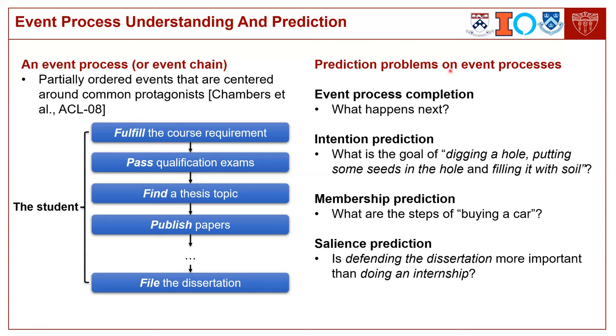And there are different types of fundamental prediction problems. We may expect the machine to perform event process completion, which concerns the prediction about what happens next, and also intention prediction. That is, does the machine understand the goal of the process: digging a hole, putting seeds in the hole, and filling the hole with soil leads to the central goal of planting a plant. And also we have the problem of membership prediction, that is to infer what the essential steps of buying a car are. And also salience prediction: does the machine understand that defending the dissertation is more important than doing the internship in terms of earning a PhD? Right? These are some examples of fundamental prediction problems around event processes.